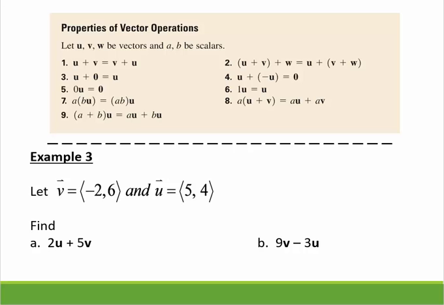Now some properties of vectors. I just personally consider these some basic algebraic properties. So if I'm doing 2u plus 5v, 2u is 10, 8. 5v is negative 10, 30. I add those.